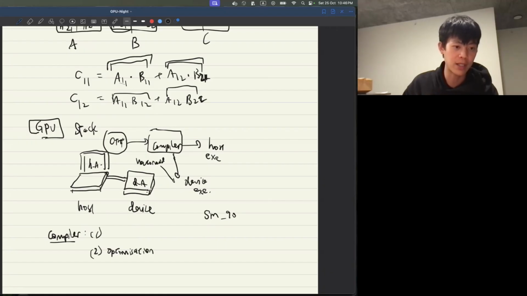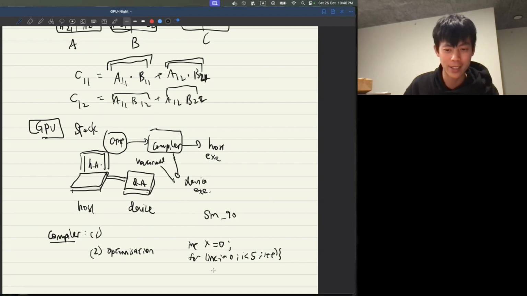If the compiler is smart, let's say, for an inexperienced programmer, suppose just as pseudocode, int x equal to 0, and let's say an inexperienced programmer wants to add 5 to it. Well, one way of adding 5 to it is just to do a for loop and you just add 1 to x, right?